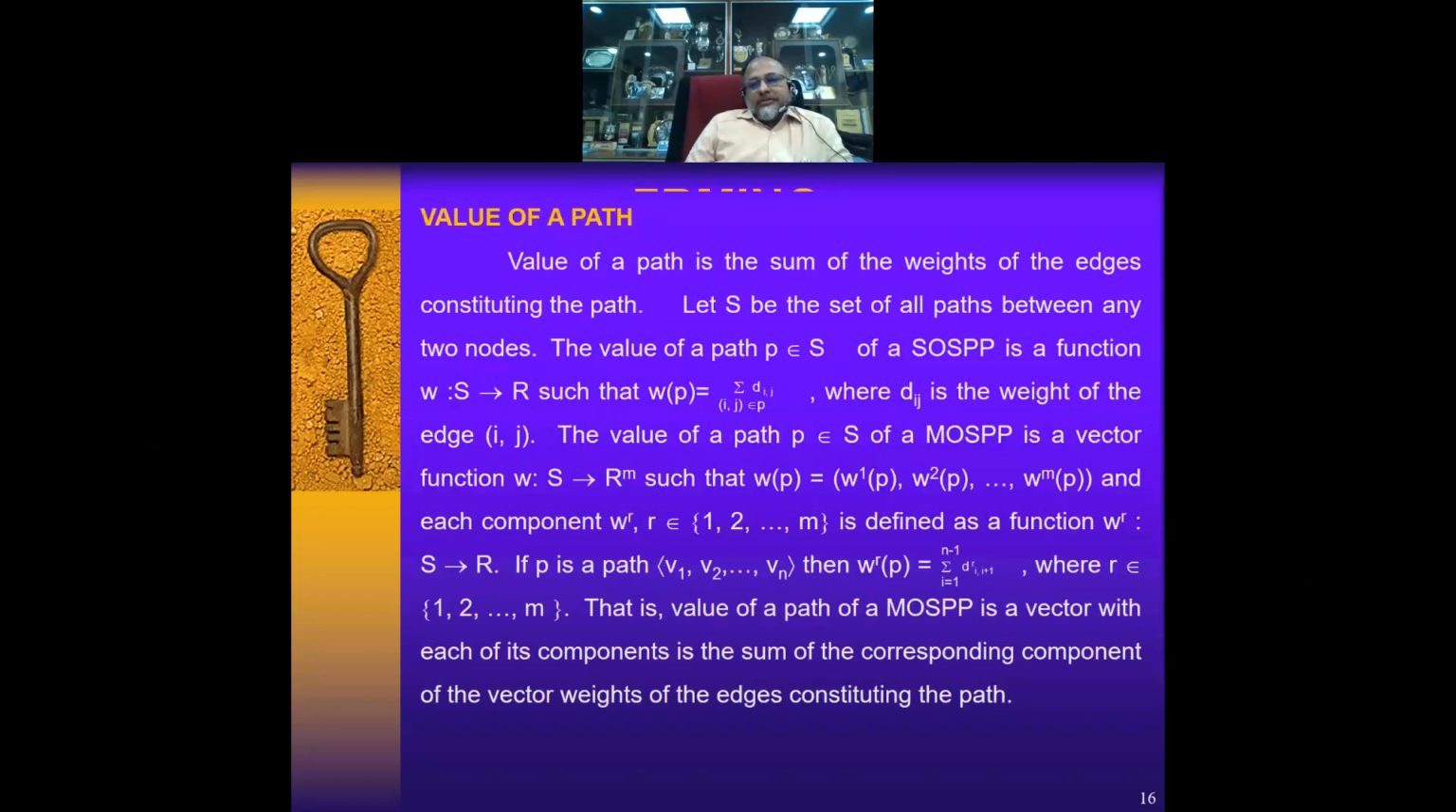Now, what is the value of a path in the multi-objective case? The single objective case we already discussed. You can see the definition. In the multi-objective case, we should know the order relation also. Suppose you want to find the weight of a path, then the component-wise addition should be made. That we can see with an example afterwards.